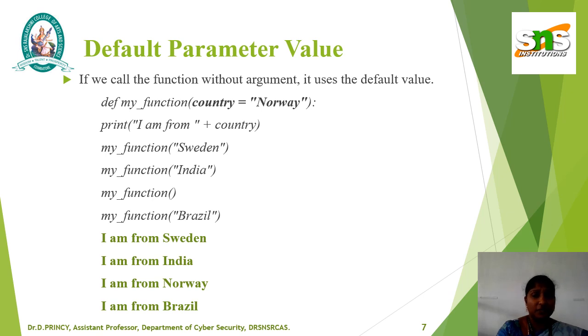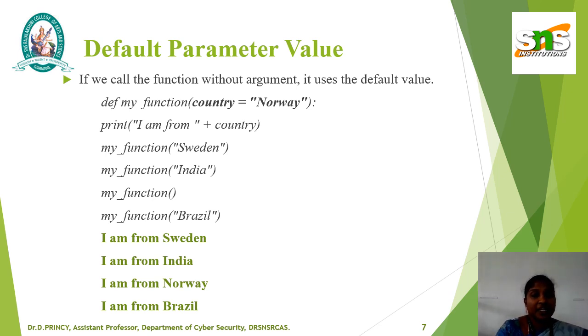Default parameter values. If we call the function without arguments, it uses the default value. So for that, when defining a function, we have to assign a value to that argument. Then only when you're not passing an argument, the default value will be assigned to that particular argument.